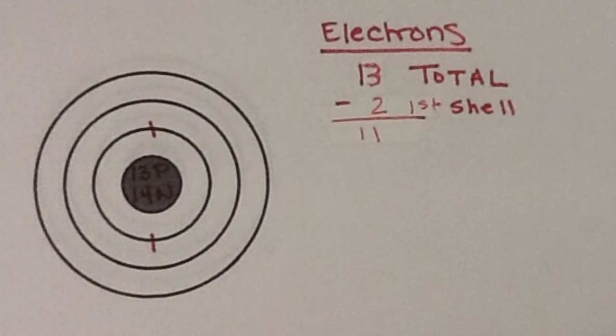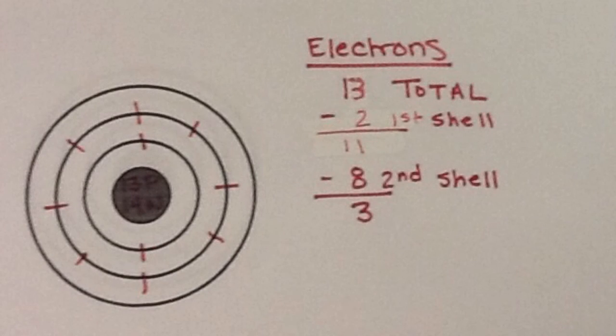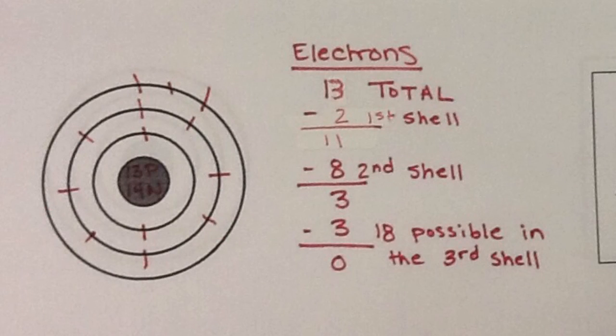Then we will begin by placing electrons in each shell around the atom. The first shell can hold up to 2 electrons, so we will draw them in on our Bohr model and subtract 2 from our total of 13. This will leave us with 11 electrons. The second shell of the atom can hold up to 8, so we will draw them in on our Bohr model and subtract it from our new total, which is 11. After we subtract the 8 electrons for the second shell, we are left with 3. 3 electrons will fit in the outermost ring.